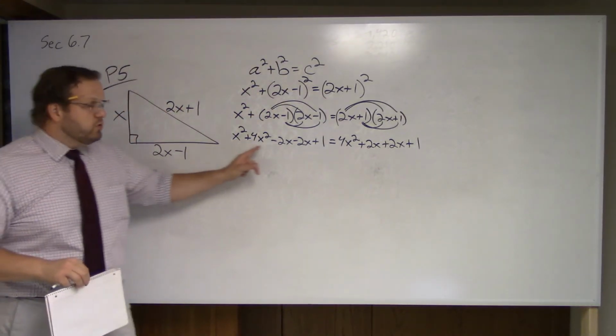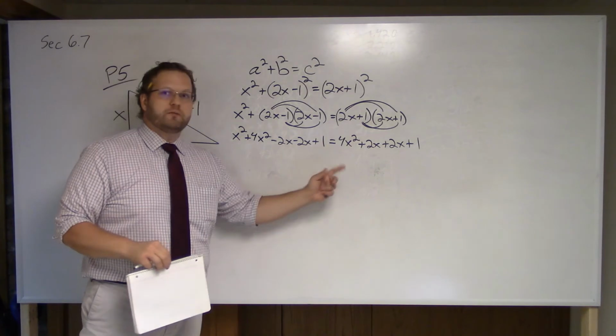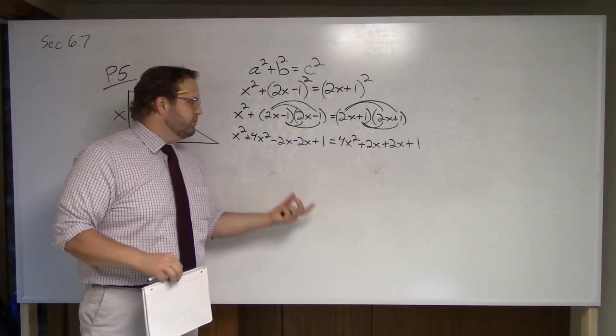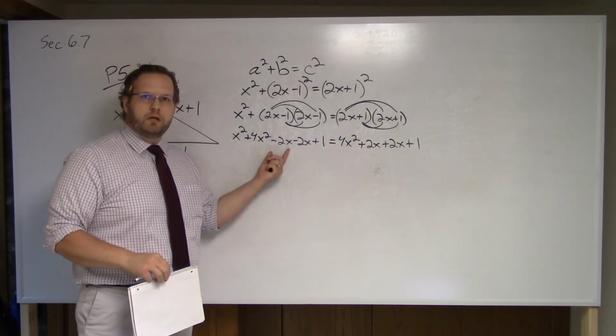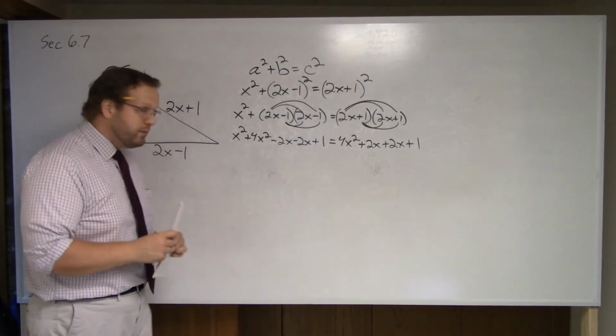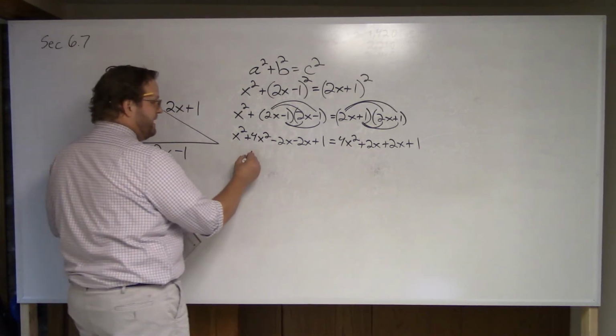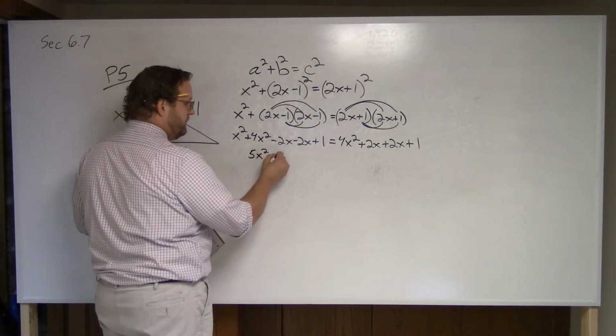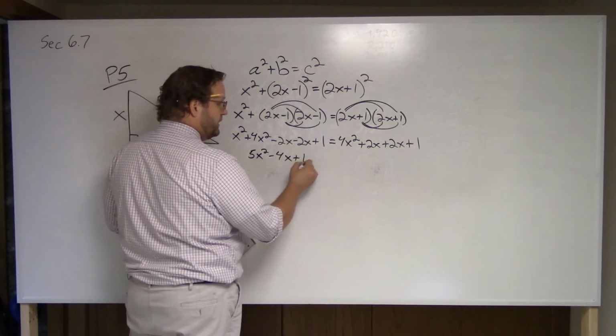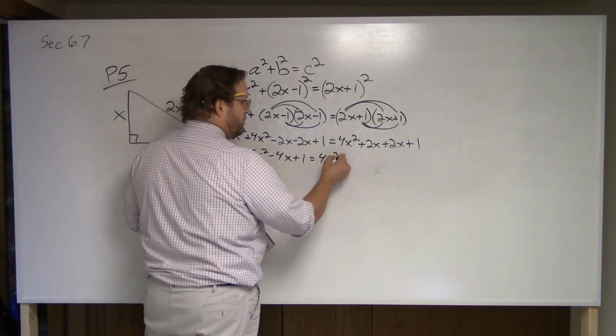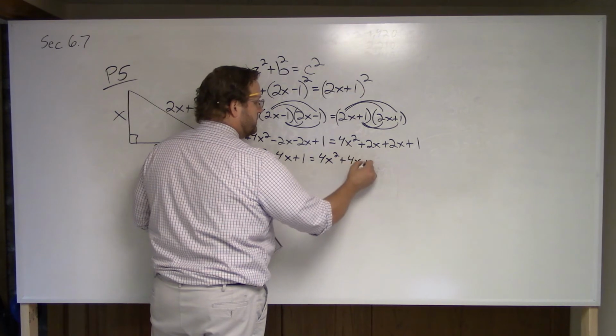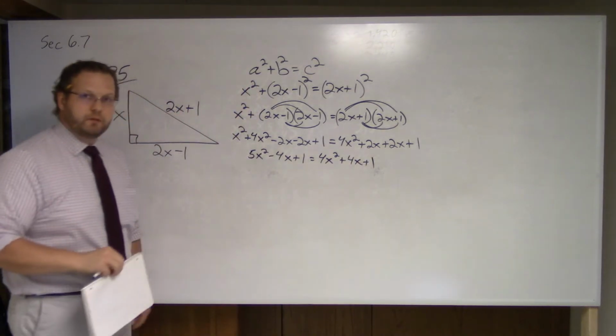Again, before you move on, you double check all of that. You don't want to do 3 more steps and realize, oh, this was wrong the whole time. Okay? So, next I would combine like terms. I've got 5x squared minus 4x plus 1, equals 4x squared plus 4x plus 1.